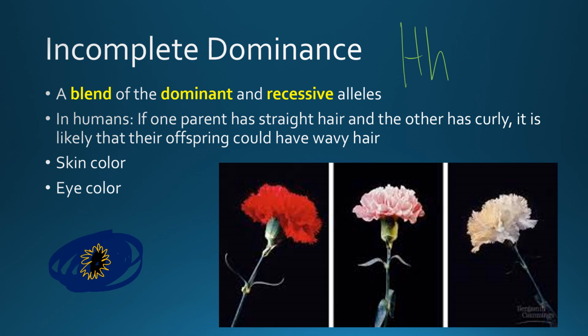And we're going to talk about more specifically how this happens, because incomplete dominance doesn't follow Mendel's law of dominance. Incomplete dominance says that we can have a blend of both a dominant and a recessive trait instead of just the dominant phenotype showing through.